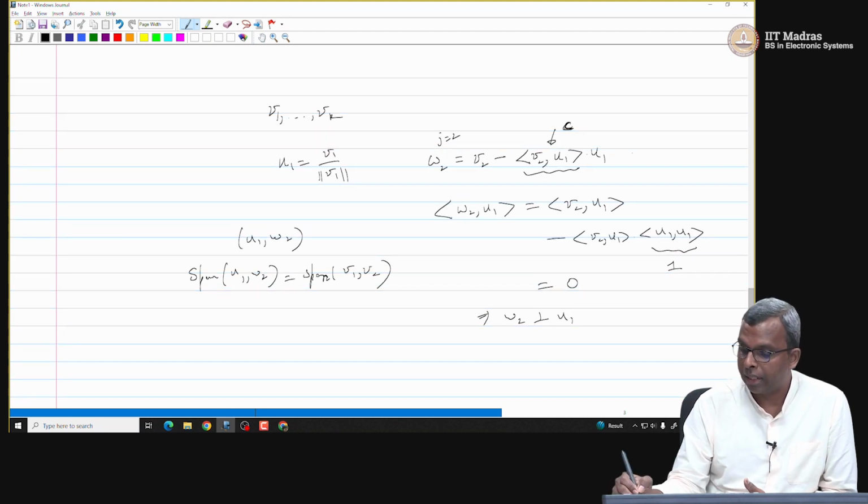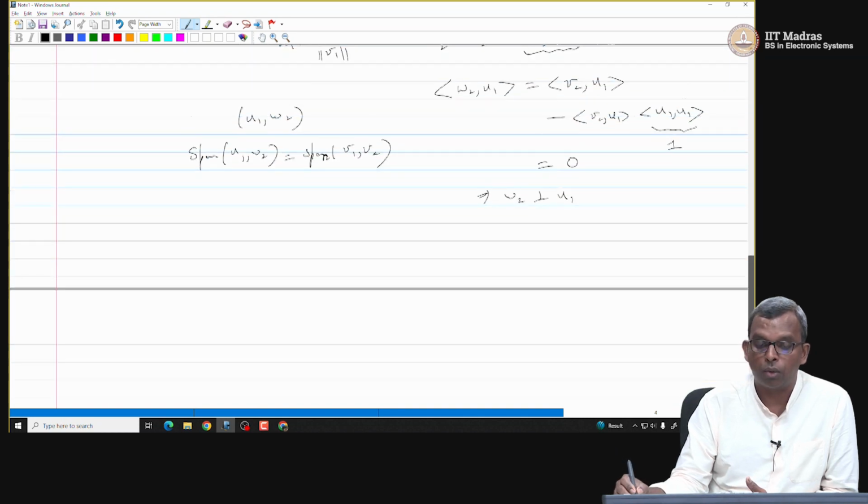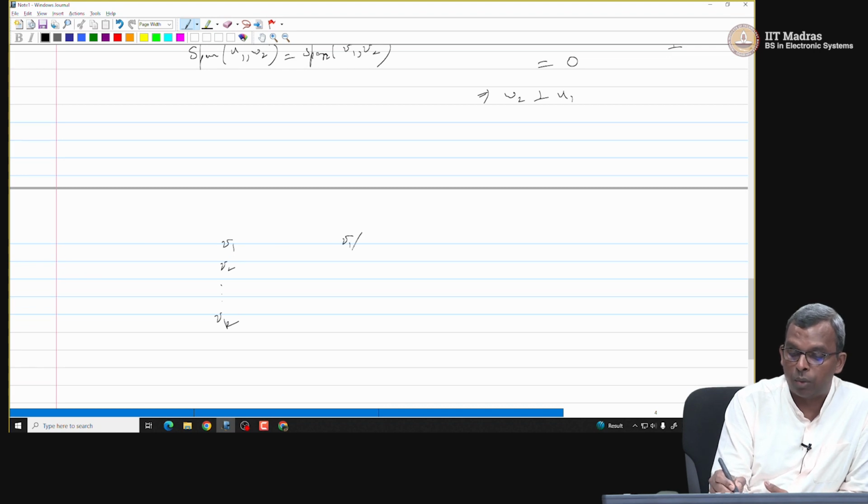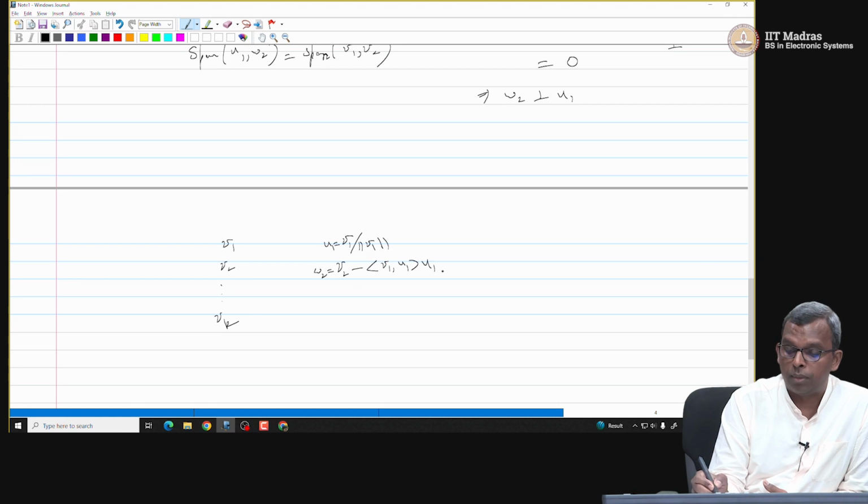If you want, you can write it like that also, right. So, you can write it like that. So, we have v1, v2, vk here. The first thing you do here is u1 equals v1 by norm v1, okay. The second is v2 minus... u1 is like this, and then you make a w2 which is v2 minus ⟨v2, u1⟩ times u1, okay.